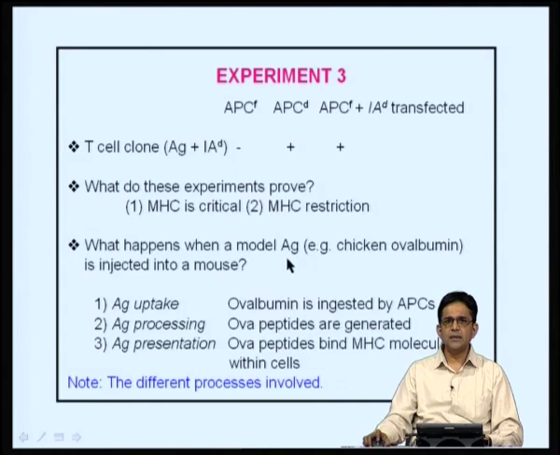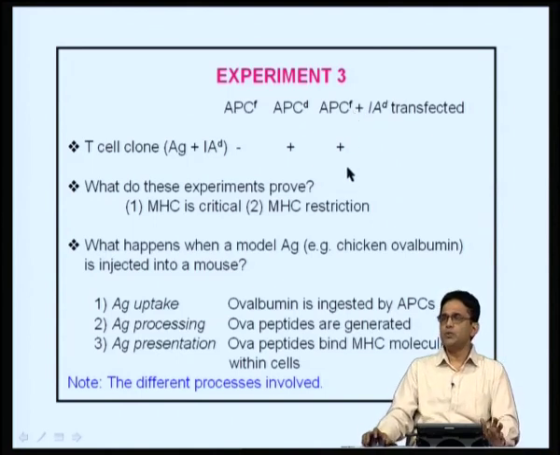So this is a T cell clone with IA of D, and you've given it an APC of F. Now we had seen that previously, and you would obviously not get an interaction. Now, with the APC of D, you do get an interaction, and that is actually the positive control in this experiment. Now, if you take these APCs and you transfect IA of D, which means you transfect IA alpha chain and IA beta chain, now you see that it is able to respond. And it is able to respond because now the APC F is expressing the right MHC.